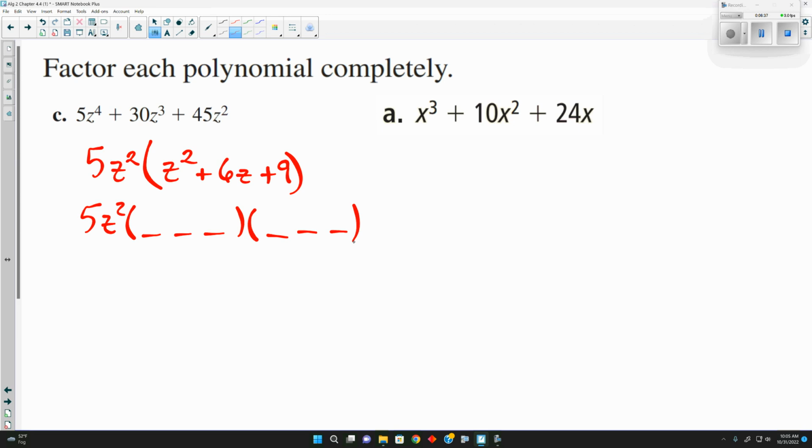So now we can set up our two sets of parentheses with 3 spaces. Since the third term is positive, the signs are the same and they match the sign of the middle term, which is also positive. So we'll have plus and plus.